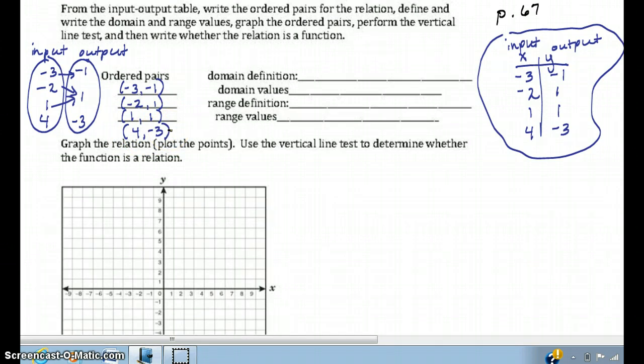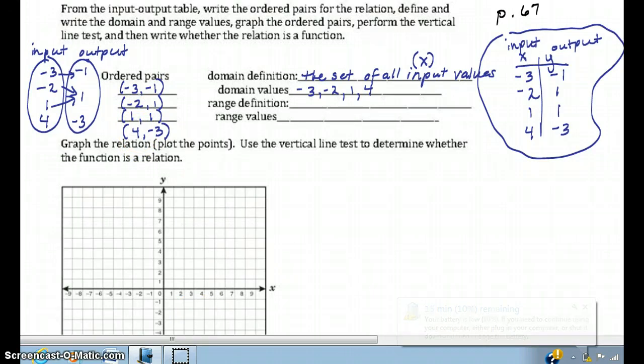So the domain definition is the set of all, and this is at the top of your page. It's highlighted. It says domain. The set of all input values is the domain. Inputs are X values. And then the domain, it's actually easier. You can see them over here, -3, -2, 1, and 4, but you can also see them here, -3, -2, 1, and 4. You could also pull them off your X coordinates here.